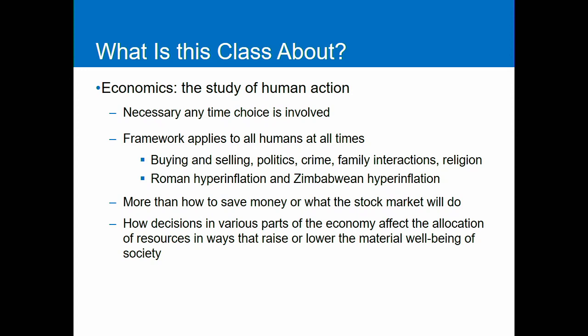The class is more than just how to save money or what the stock market's going to do. It's how decisions in various parts of the economy affect the allocation of resources and do so in ways that will either raise or lower the material well-being of society. Usually, and especially for the past 200 years, it's typically been to raise the material well-being of society. But there are times we waste resources. There are times that entrepreneurs come up with an idea and it turns out the idea is bad, so we waste resources on that.